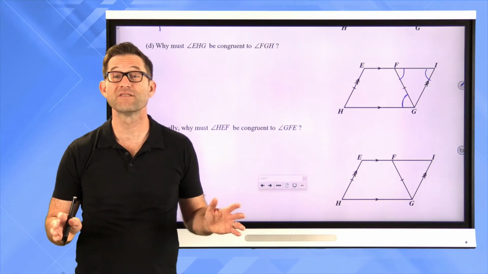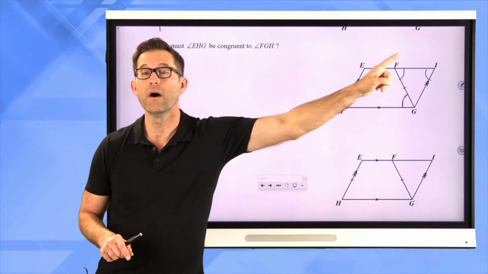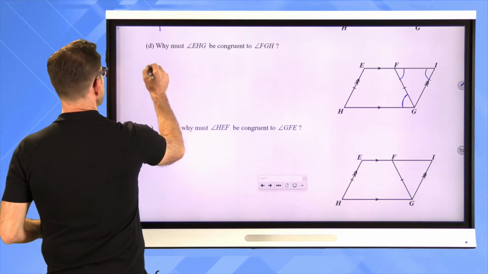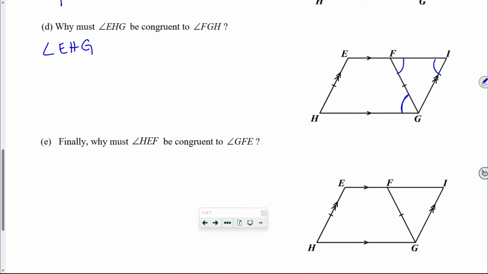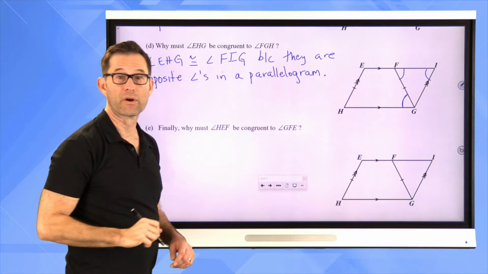All right, well, this is cool. Watch this chain of reasoning, right? I want to prove that this angle is congruent to this one. Well, I know that EIGH is a parallelogram. So what I do know is that angle EHG must be congruent to angle FIG, because they are opposite angles in a parallelogram, right? We know that opposite angles in a parallelogram are congruent, right?